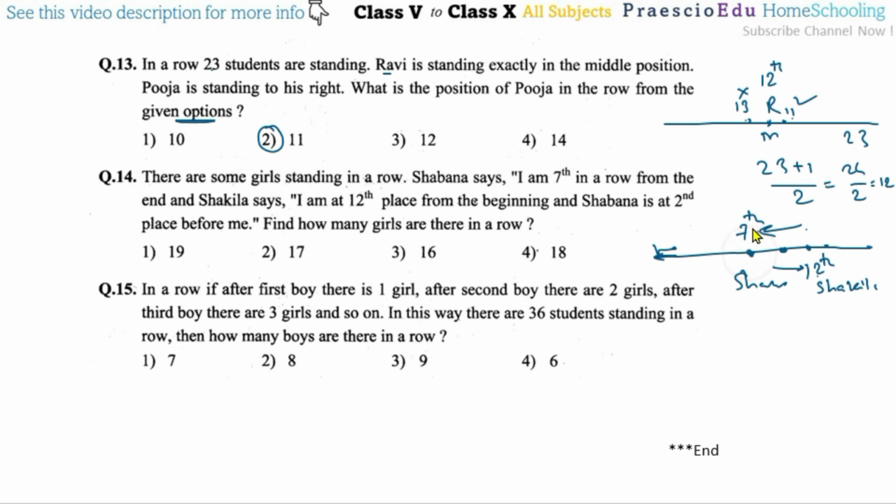So, before Shakila, there are 6 girls, and before Shabana, there are 6 girls, and before Shakila, there are 11 girls. Okay, means we can say either we will count from this position or this one. So we will count suppose on Shakila's place. Okay, so Shakila is having this 12th place from this end.